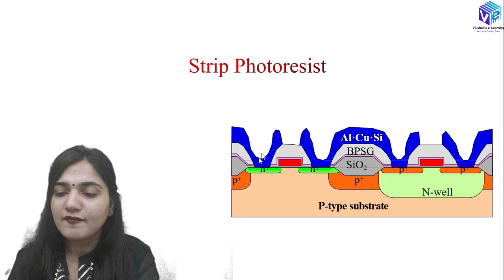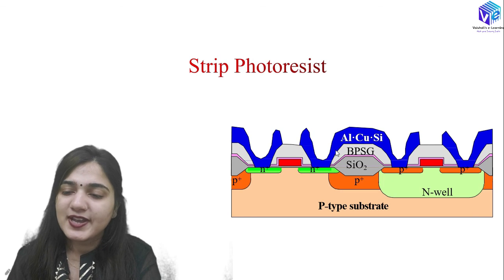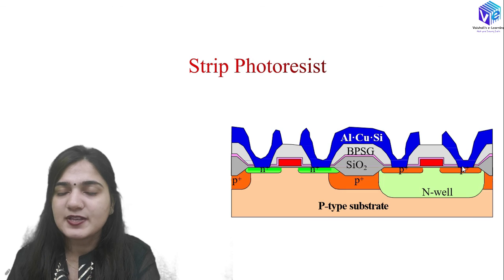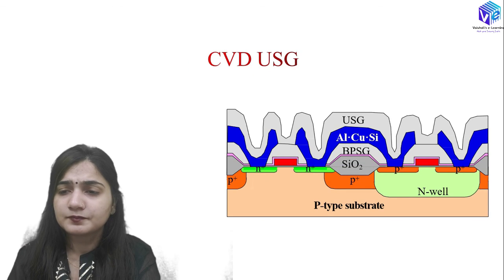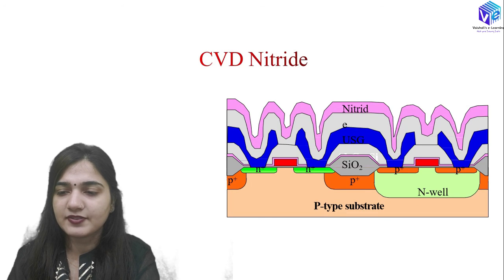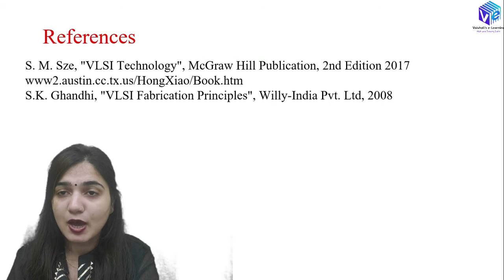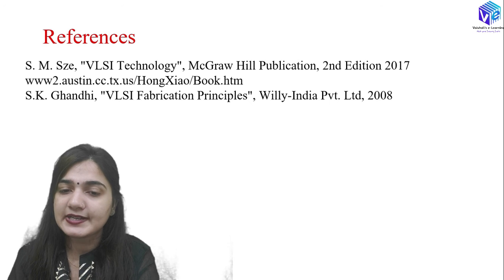And this is how I have removed the shorting out of this N source and drain, as well as this P and P source and drain. So these are now not shorted out. After that we can do the chemical vapor deposition of the undoped silicate glass. After that we can do the chemical vapor deposition of the nitride for the passivation layer. So this is how we can form the CMOS in the 1980s.